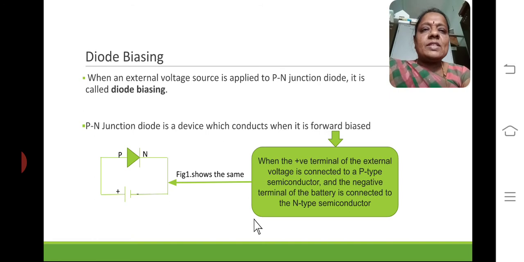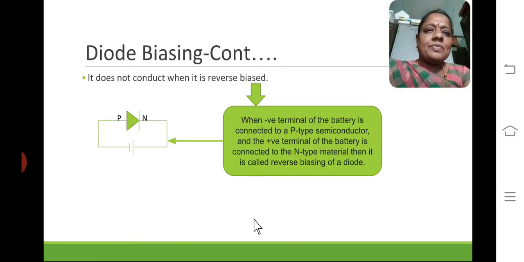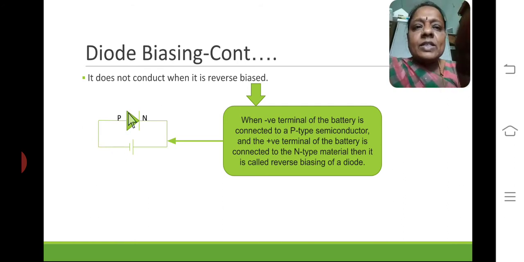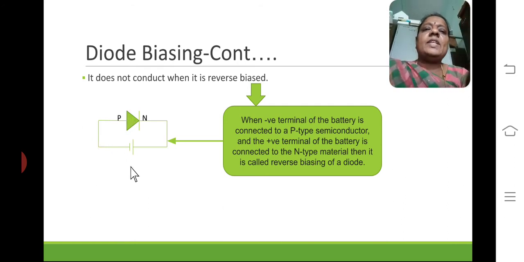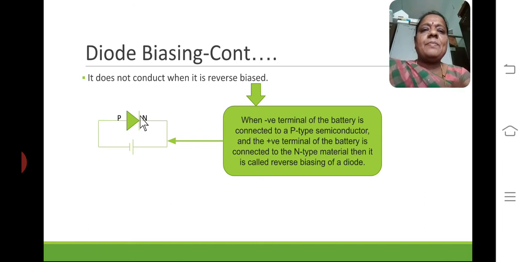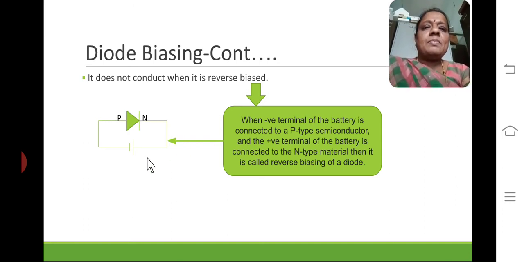Now move towards the reverse biasing. What do you mean by reverse biasing? Reverse biasing is nothing but what? Exactly correct, what you are thinking. It is just the opposite of the forward bias. That is, the negative of the battery is connected to the P terminal of the diode and the positive of the battery is connected to the N terminal of the diode. Then it is called a reverse bias.